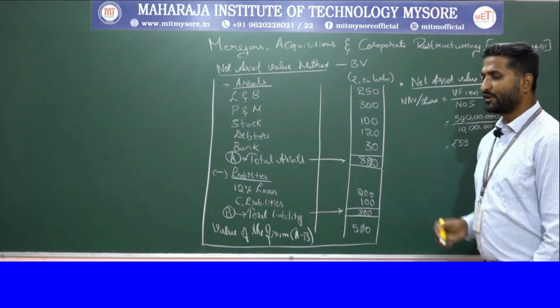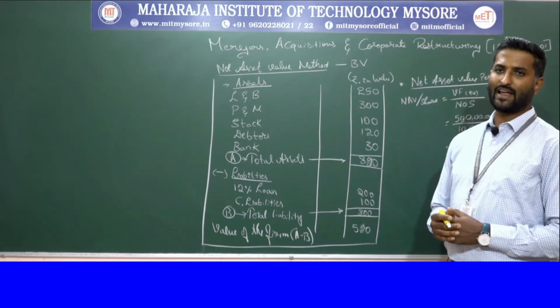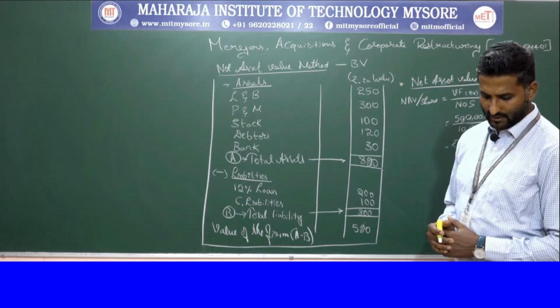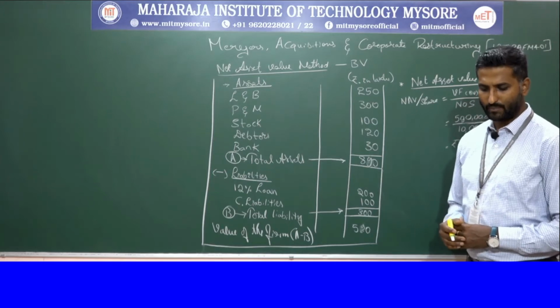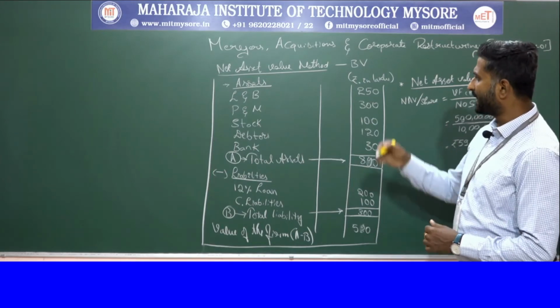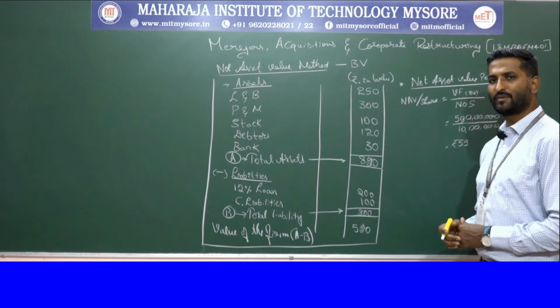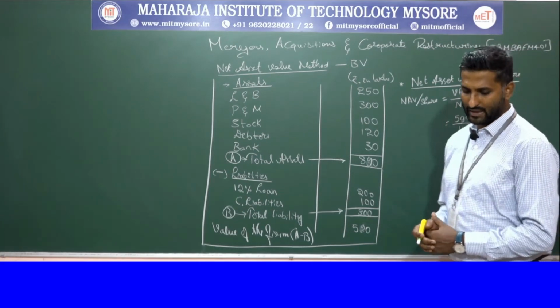Then we move to the second calculation. The second calculation should be based on the EVA, where we require the P/E ratio method. So after we calculate the net asset method, we move to the P/E ratio method.